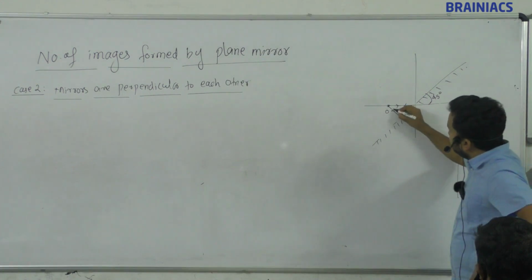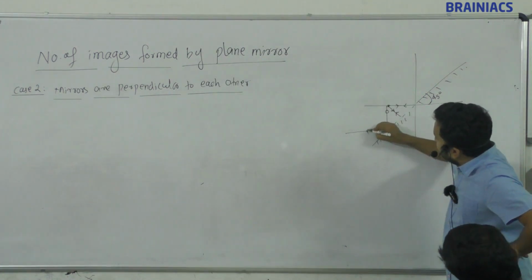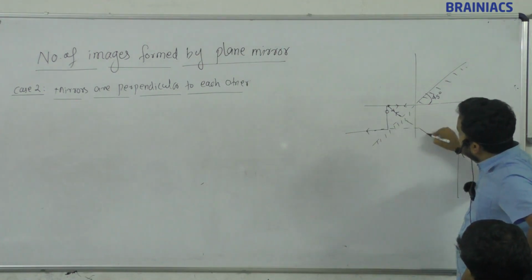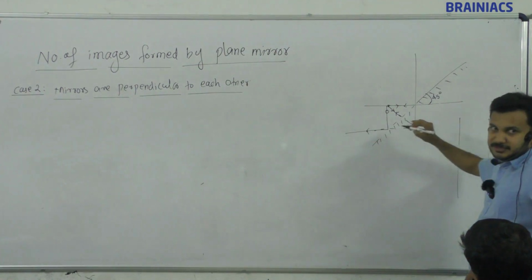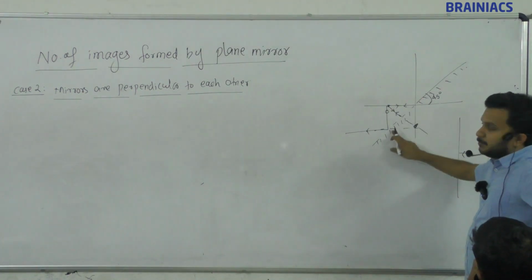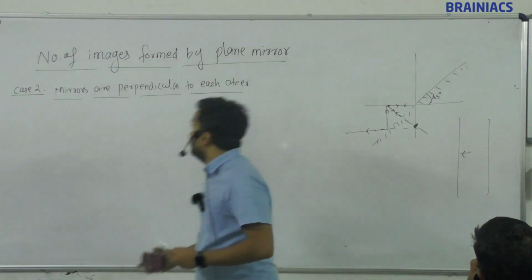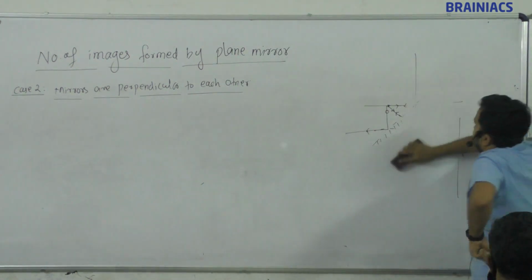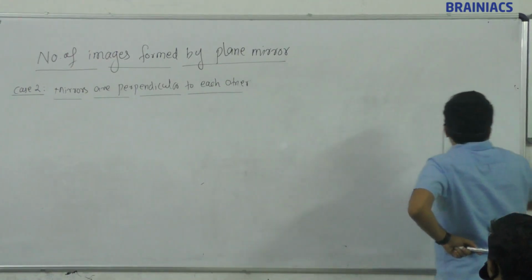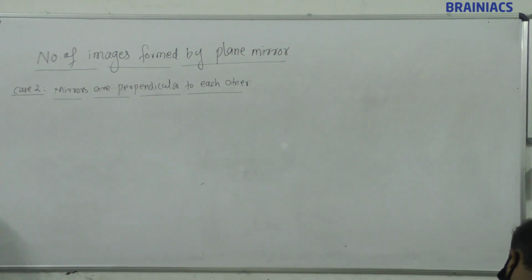So there is an incident ray, there is a reflected ray. If you extend this reflected ray, it will meet at some point, here. This is what we did in the last class. So our object should always be perpendicular to the mirror. Those who studied last class can understand. Okay, others, fine. So now mirrors perpendicular to each other.